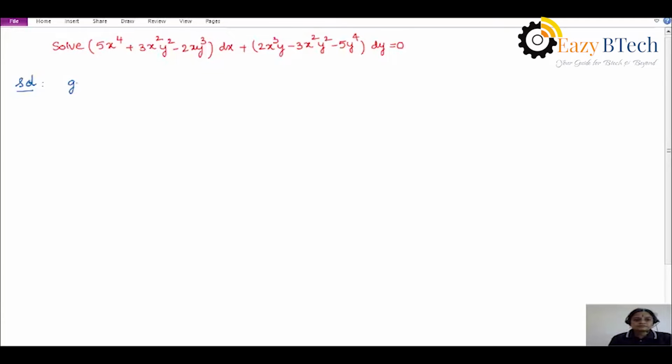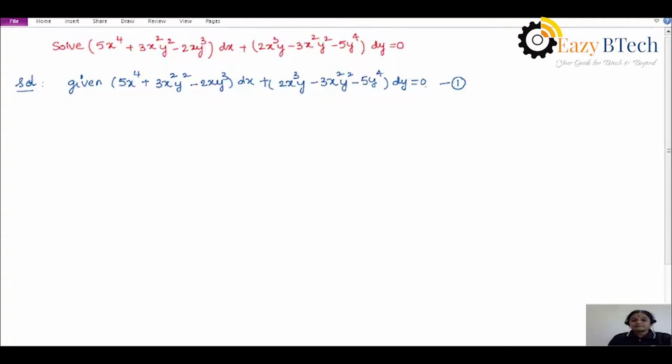So the solution part. At first, writing the given question: (5x⁴ + 3x²y² − 2xy³) dx + (2x³y − 3x²y² − 5y⁴) dy = 0. Observe whether the given differential equation is in the standard form of an exact equation or not. So what is the standard form, students? The standard form is M dx + N dy = 0. So this is the value of M and this one is the value of N.